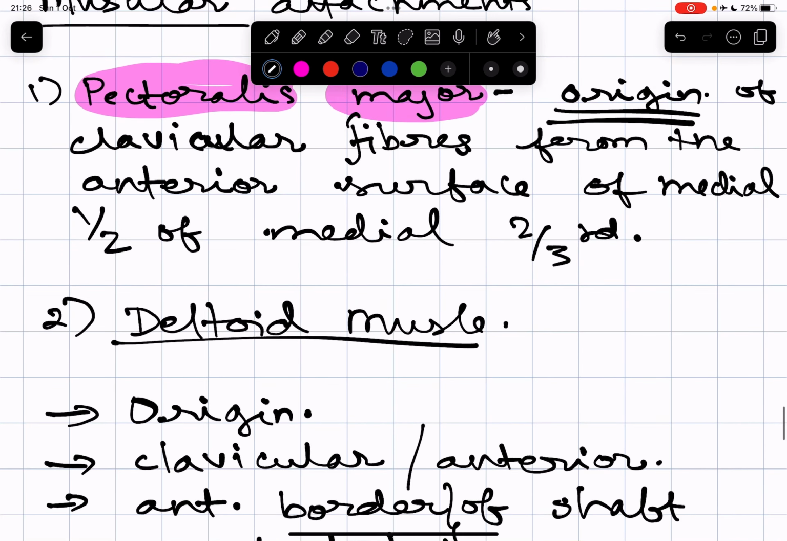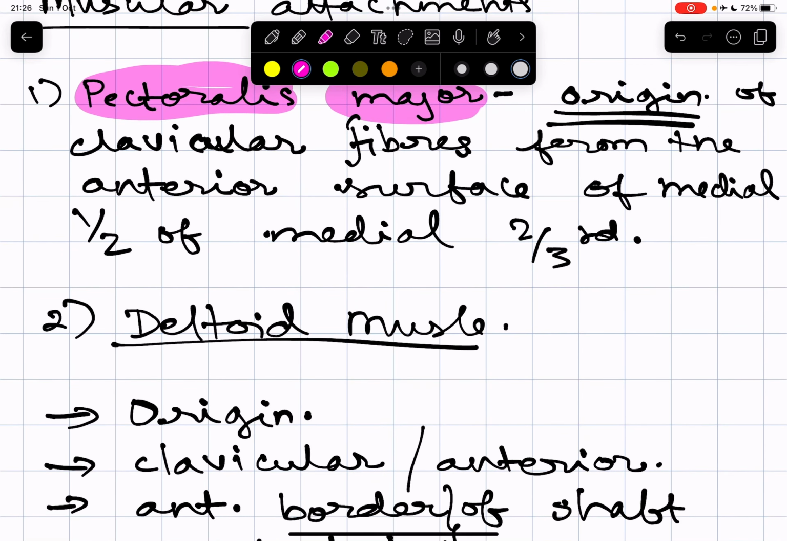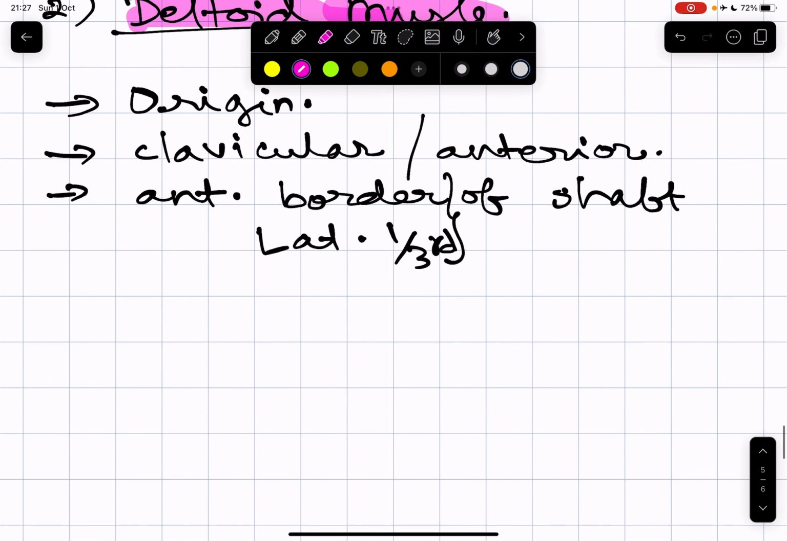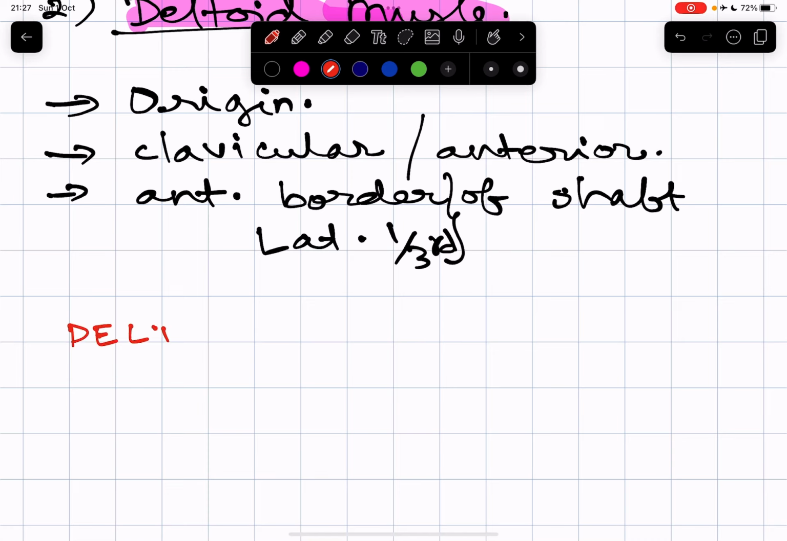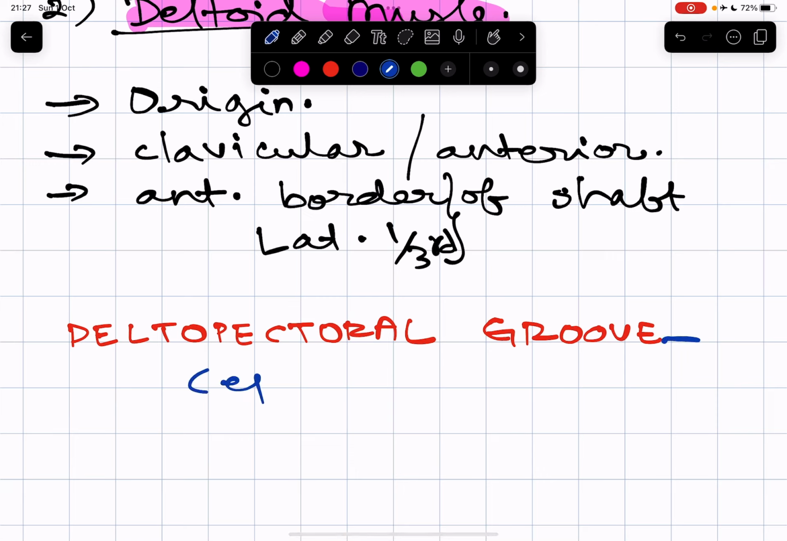Now between the pectoralis major muscle and the deltoid muscle, there is a small gap left behind without any attachment. That forms the base of the deltopectoral groove. So there is something known as the deltopectoral groove. Lying in the deltopectoral groove is the cephalic vein. So the cephalic vein actually lies in this groove. So what is this deltopectoral groove? Let me show you.